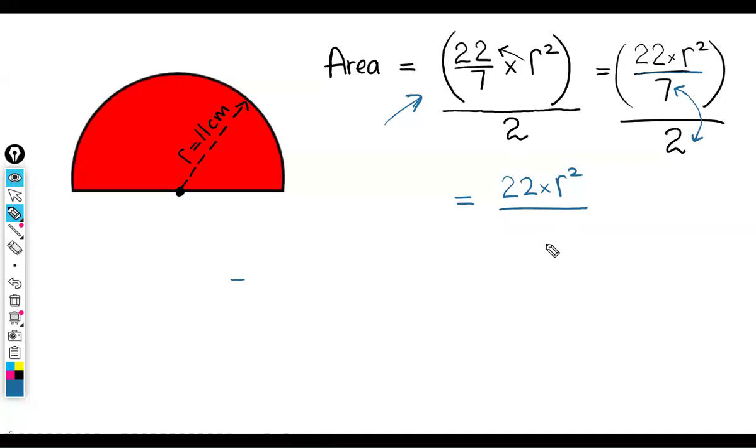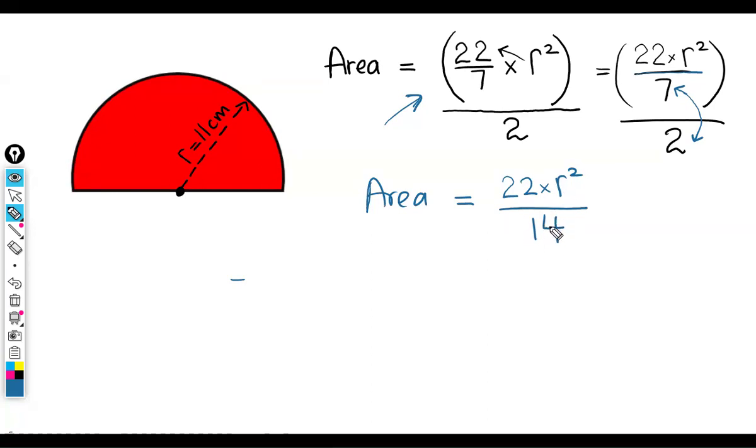What number should we put here? If we were to simplify this formula, what number do you think will go here? You have a fraction divided by a whole number. What number goes underneath here? 14. So this here can be used to find the area of a semicircle also, because you realize that when you take this formula and simplify it, you get this.